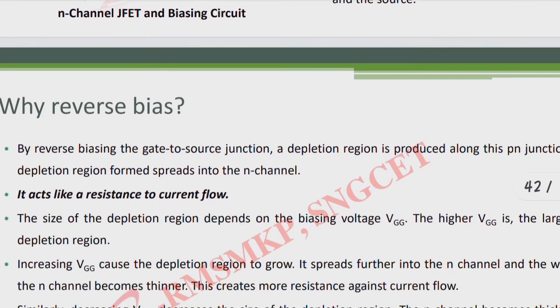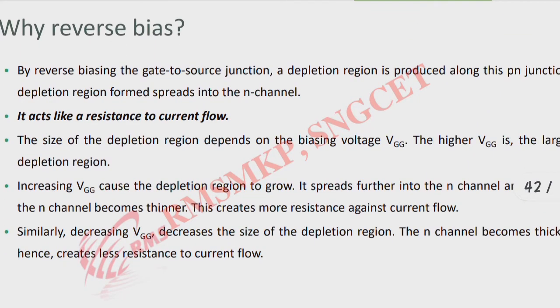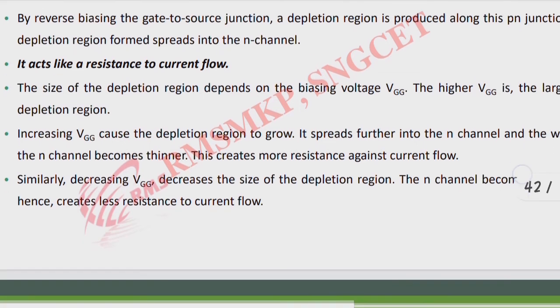Why reverse bias? By reverse biasing the gate to source junction, a depletion region is produced along this PN junction. The depletion region formed spreads into the N channel. It acts like a resistance to current flow. The size of the depletion region depends on the biasing voltage VGG. The higher the VGG, the larger the depletion region. VGG is the gate voltage supply.